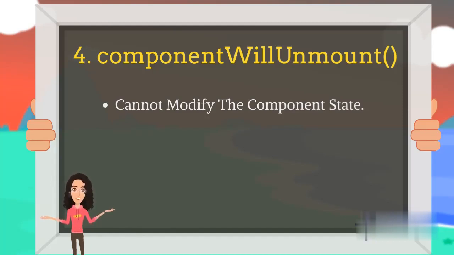You cannot modify the component state in the componentWillUnmount lifecycle. This component will never be re-rendered, and because of that we cannot call the setState method during this lifecycle method. Common cleanup activities performed in this method include clearing timers, cancelling API calls, or clearing any cache and storage, as you can see in the code.